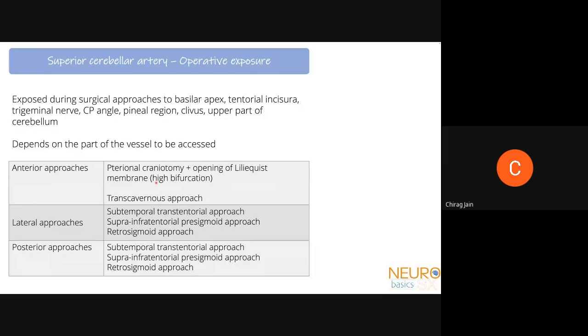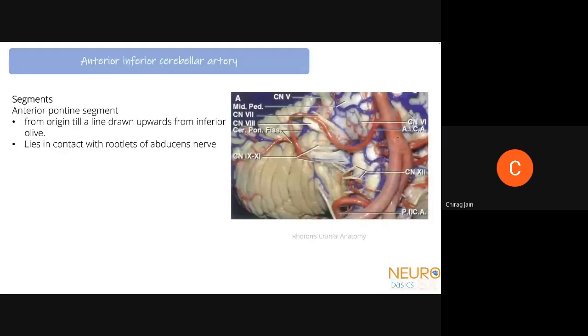Coming to the anterior inferior cerebellar artery, the second important infratentorial artery, as we know, arises from the basilar artery, and there are multiple different segments of the anterior inferior cerebellar artery. After its origin, it forms the anterior pontine segment, which is going to run in front of the pons. This is from its origin up to a line which is drawn upwards from the inferior part of the olive. Here, it is going to lie in contact with rootlets of the sixth nerve, as we can see over here.